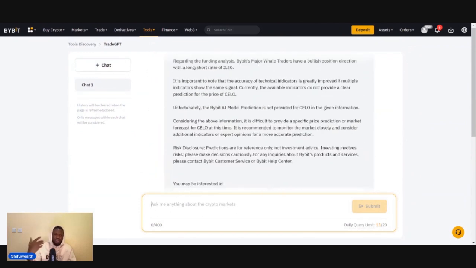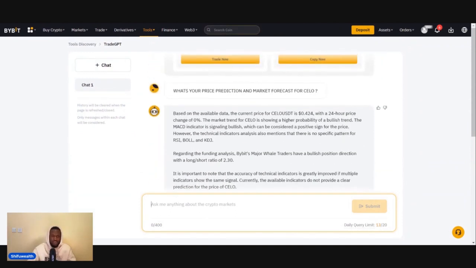Now, the more you get to use this chat, the more you get to become accustomed to it, just like ChatGPT, and devise strategies that are powerful that you can literally use, asking the right questions that will provide the needed answers that will help you in your trade decision. The name is called TradeGPT. It is a powerful tool and an amazing tool.